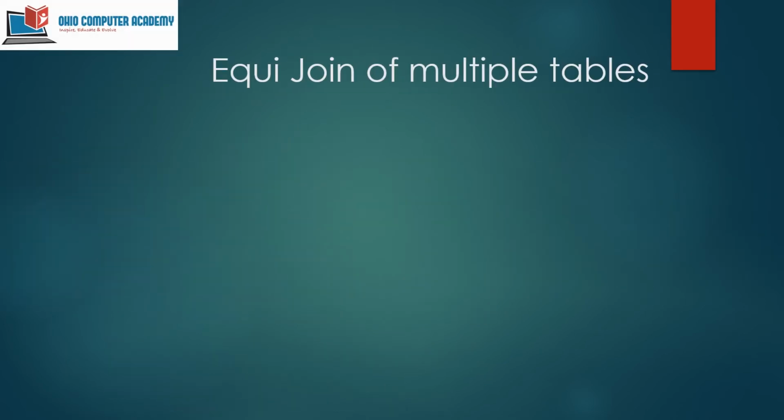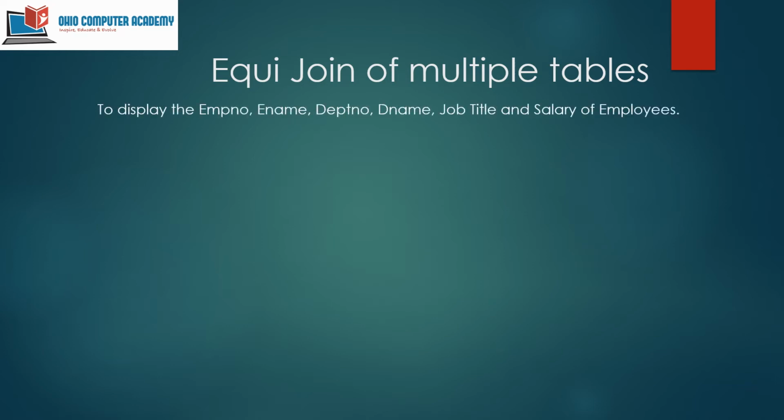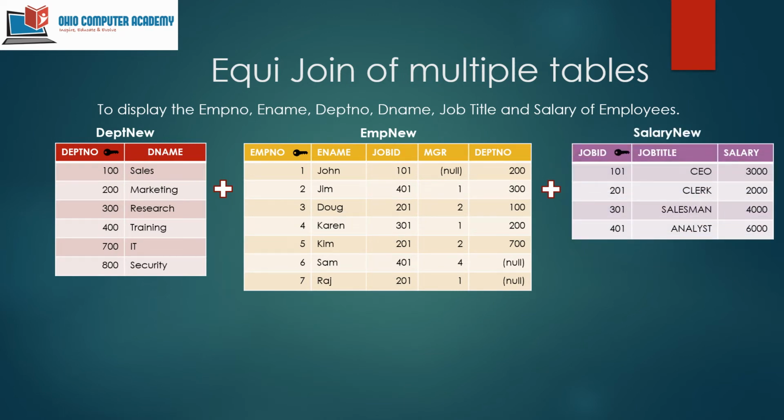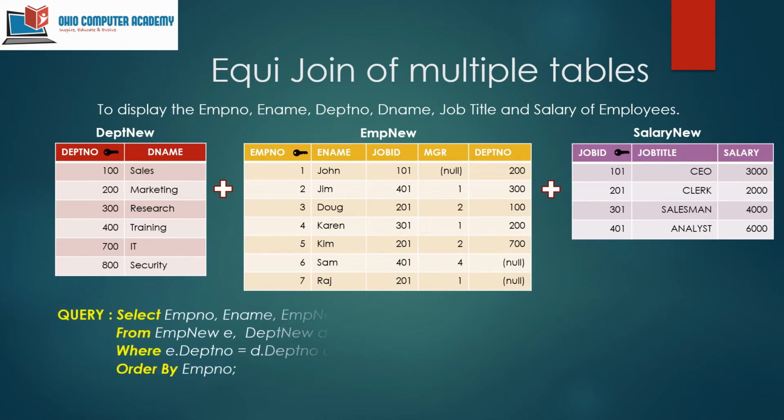Similarly, multiple tables can be joined using the Equijoin. Suppose we need to display the employee number, employee name, department number, department name, job title, and salary of the employees. We need to join one more table, which is the salary new, from which the salary and job title will be fetched. The query will look like this.